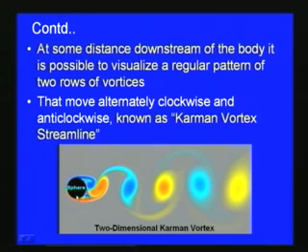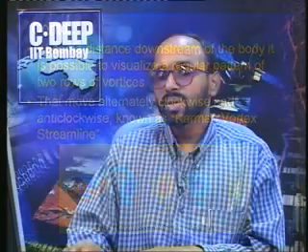Here a sphere is there and then flow takes place. We can see that at some distance downstream of the body we can visualize a regular pattern of two rows of vortices, and these two rows of vortices move alternately clockwise and anti-clockwise. This is called the Karman vortex street. You can see that this is the two-dimensional Karman vortex. Here it is plotted for the sphere, or we can also plot it for the circular cylinder. Depending upon the various flow parameters as well as the nature of the sphere or the cylinder, its smoothness, a Karman vortex will be formed.